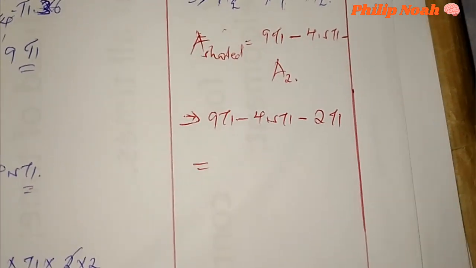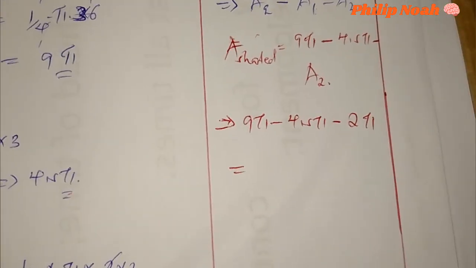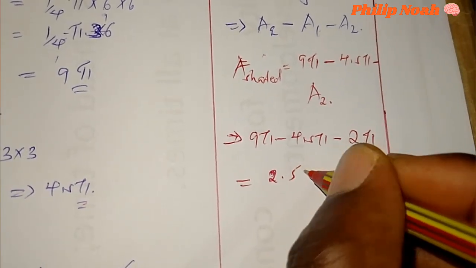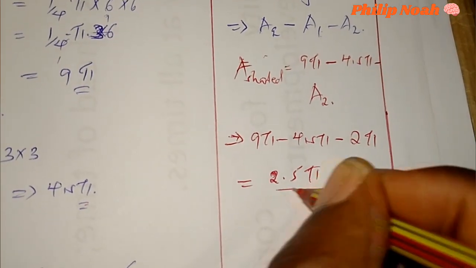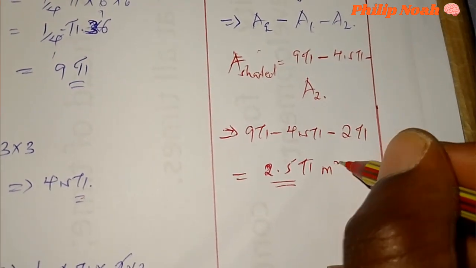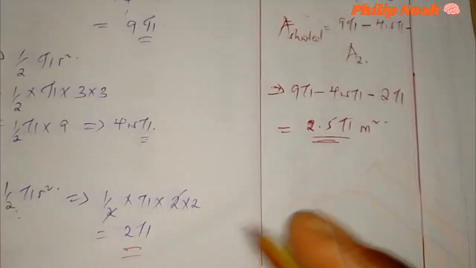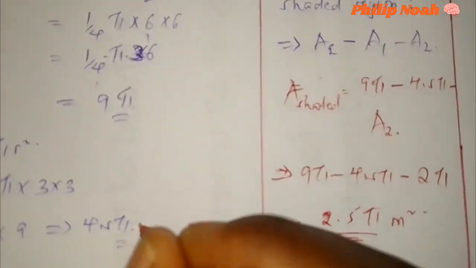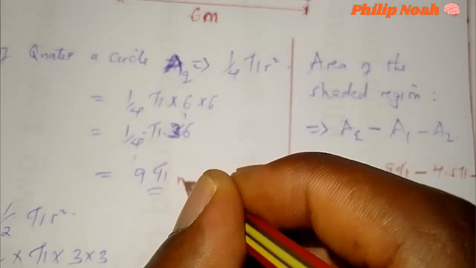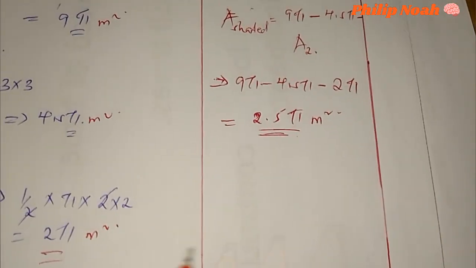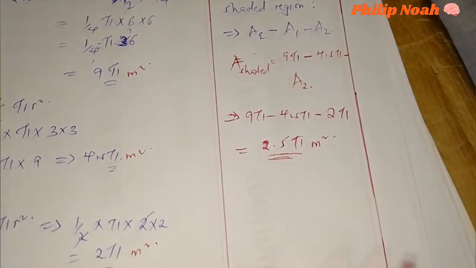And now we get 2.5 pi as the answer, meters square. Here is also meters square. We also have here meters square as the area. So the area of the shaded region is 2.5 pi meters square.